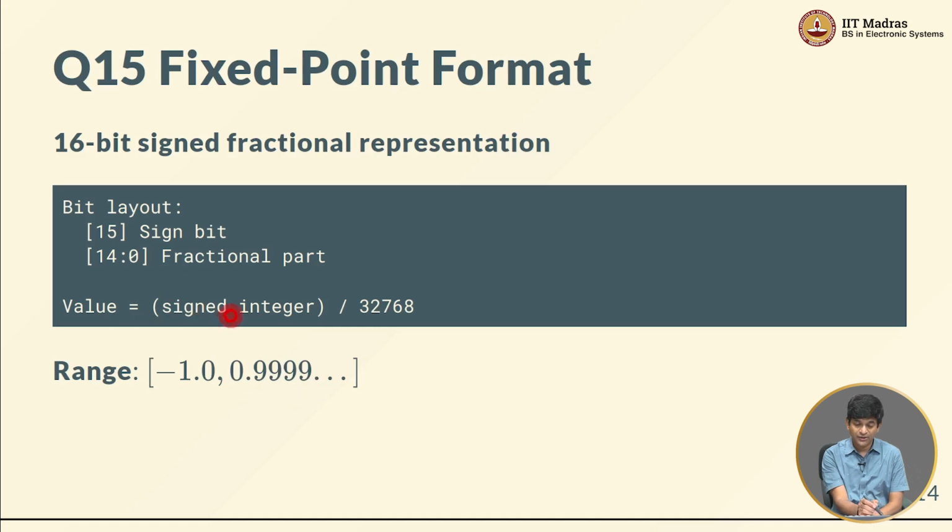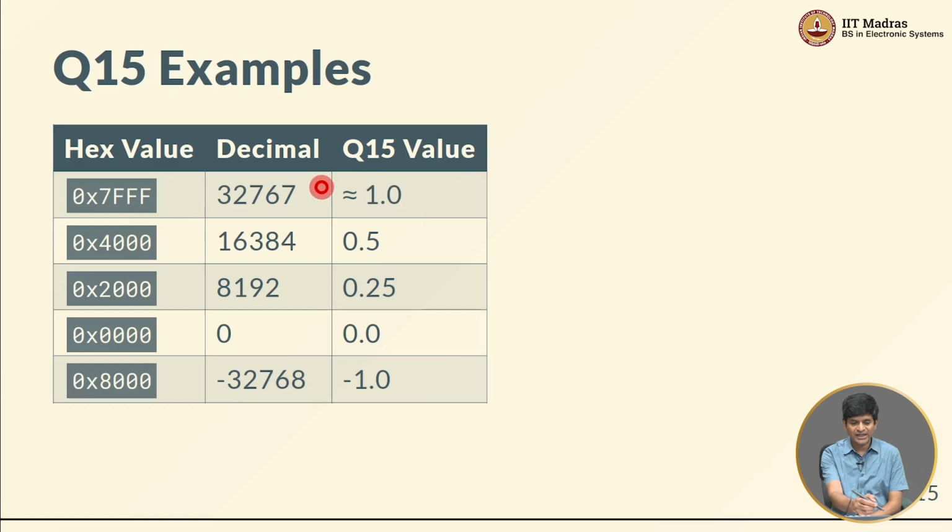So what we have over here is if I treat a 16-bit number as a signed integer, a 2's complement value, then that number divided by 2 power 15 or 32,768 is the actual numerical equivalent value that I am trying to represent, right. So in other words, we have a range of values that can be represented using a 16-bit number, going all the way from this decimal value 32,767, which is not exactly 1.0 but very close, and that is represented using the hexadecimal value 0x7FFF.